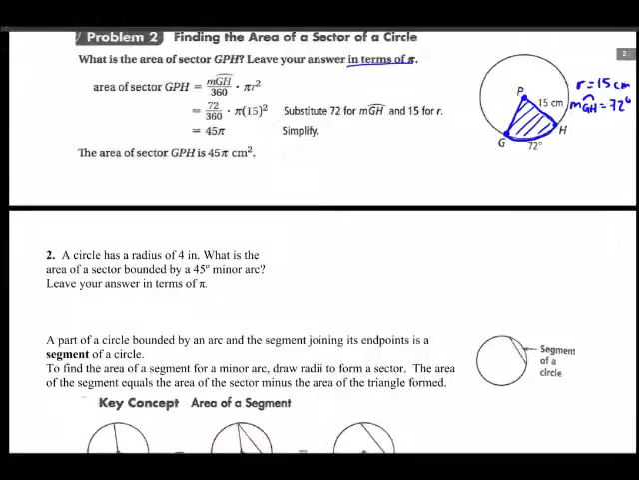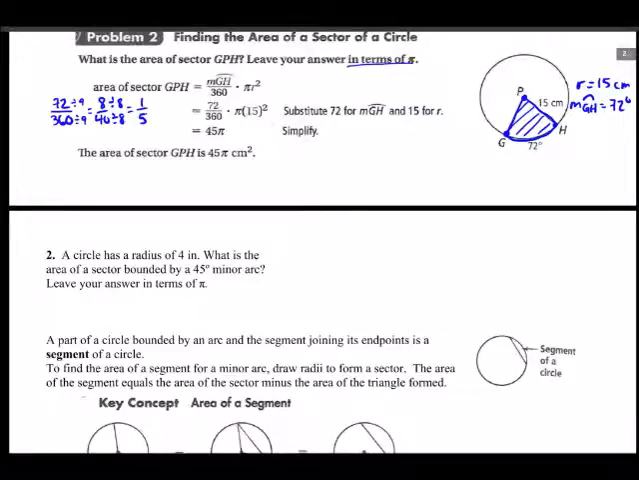And so we just fill in our formula here. The measure of arc GH is 72 over 360, and we want this as a fraction. I know those are both divisible by 9, so that would be 8 over 40. Oh, we can divide again. Divide by 8, and that's 1 over 5. So this is 1 over 5 times 15 squared.